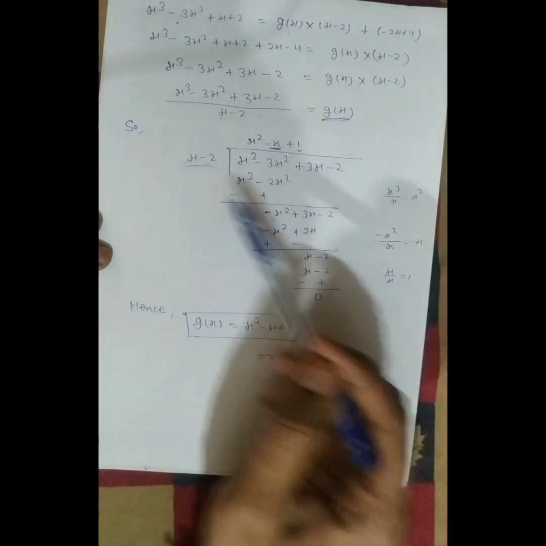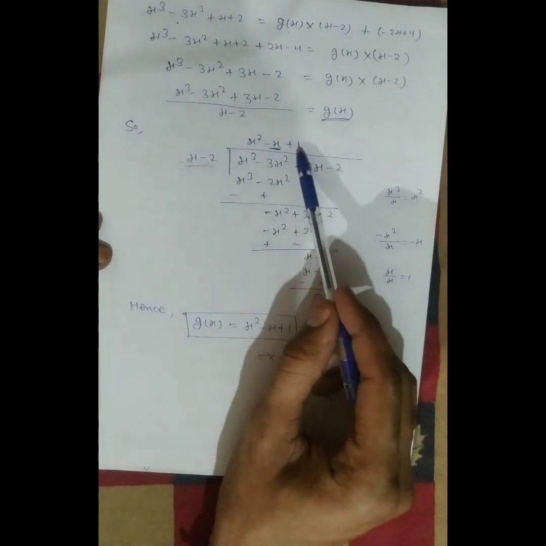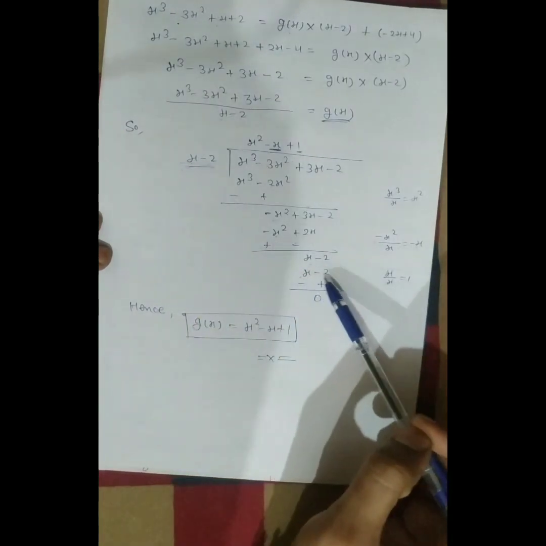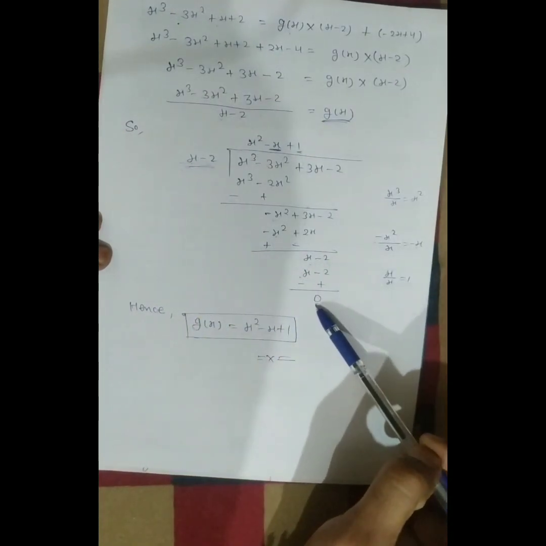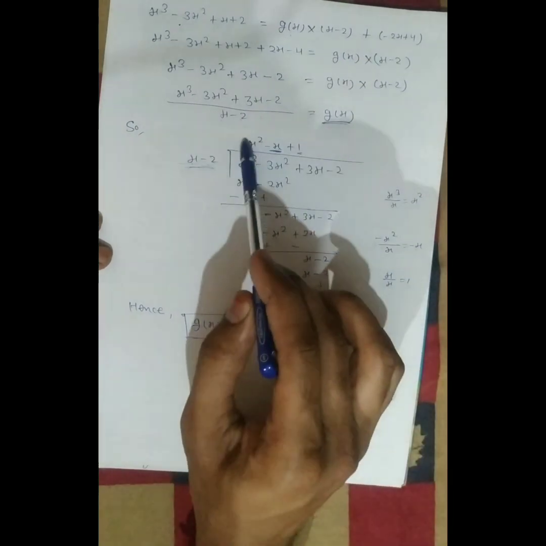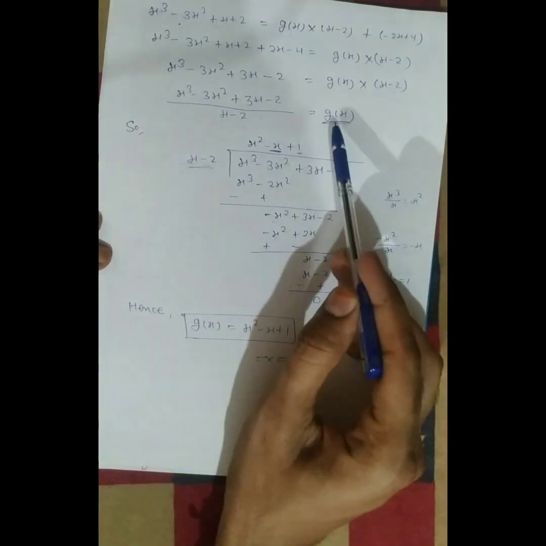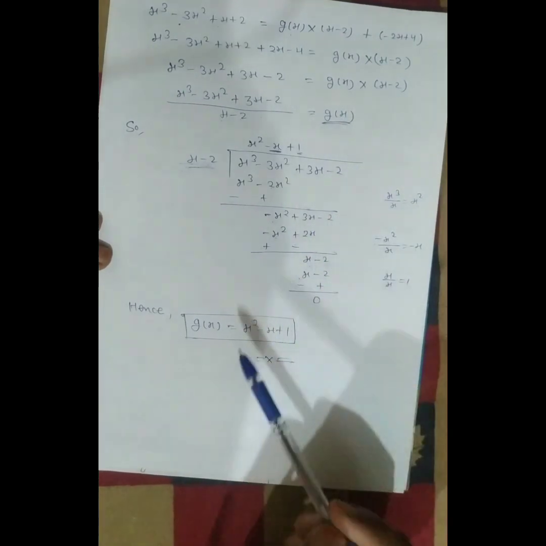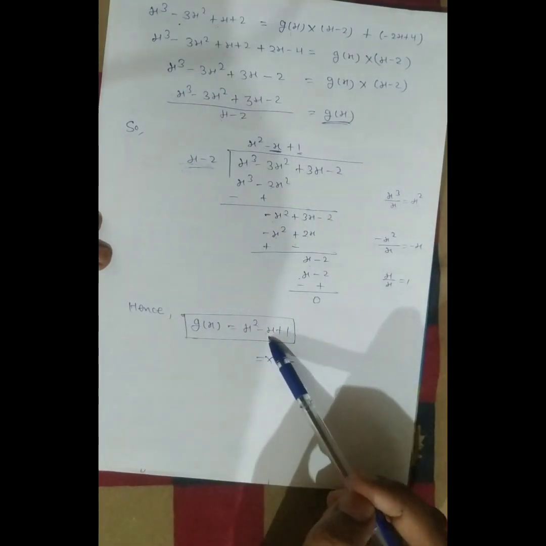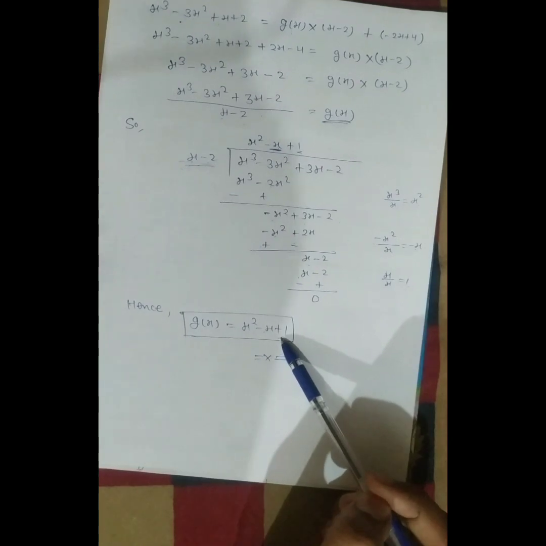Again x is divided by x, we get 1. So we multiply 1 by this polynomial x minus 2. Change in symbol, we get remainder 0. So this is our g of x. It means this polynomial is divided by this, so we get g of x. The value of g of x is what? x square minus x plus 1.